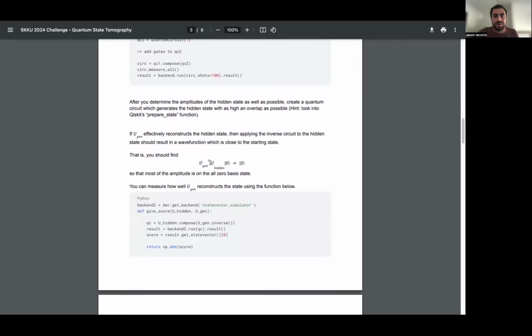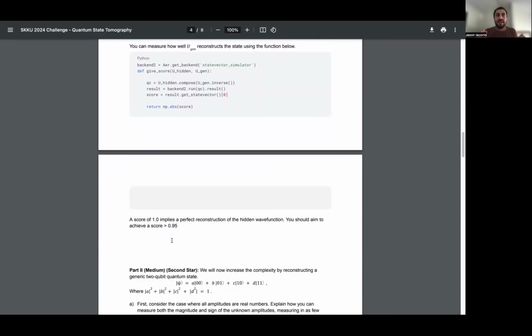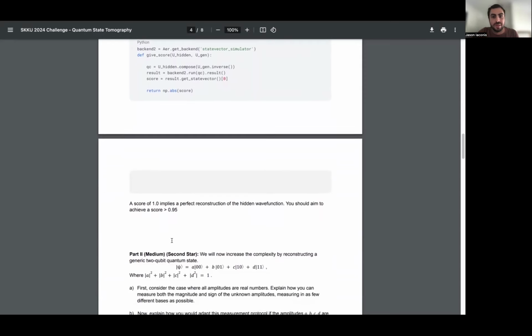using those measurements, you're going to create a circuit which creates the hidden state, and then put it into this function here, which takes the hidden state plus your circuit and gives you out a score. The closer your score is to 1, the better you are. And so for this problem, you should aim to achieve a score better than 95%. So that's kind of the warm-up problem.